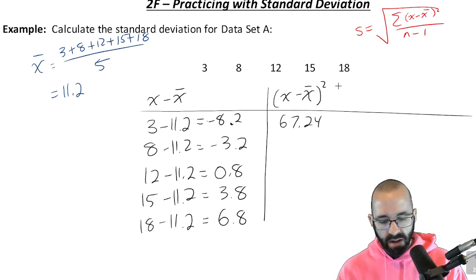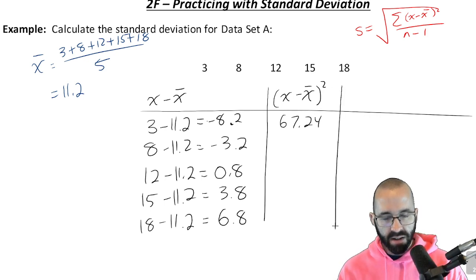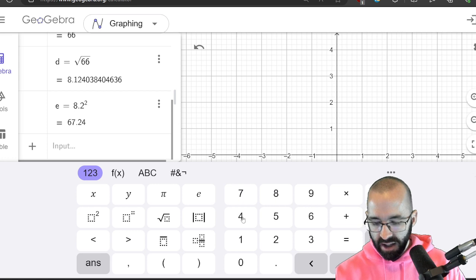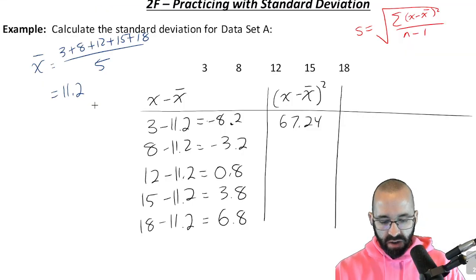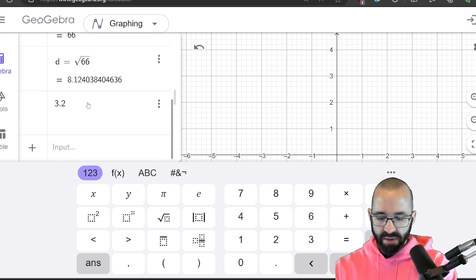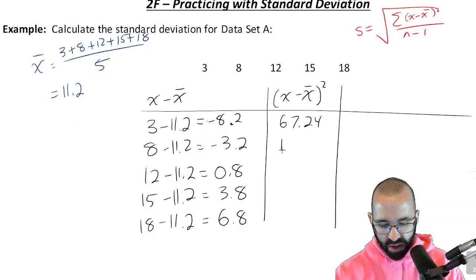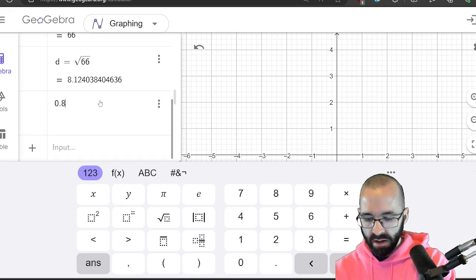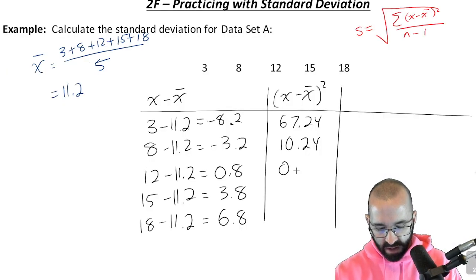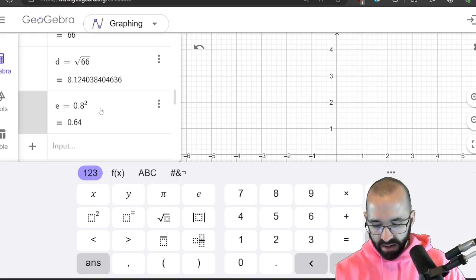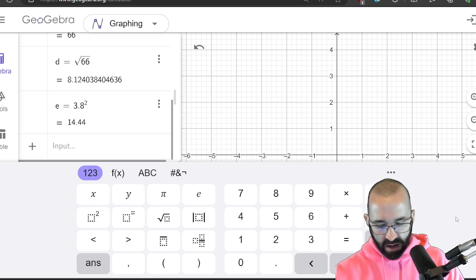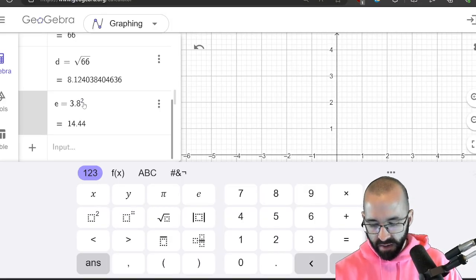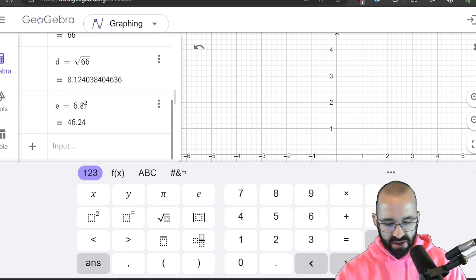Take a moment and try to square all of these and see what you get. Get some practice with your calculator because it's going to be pretty tricky. Okay, and see if you get the same answer as me. Pause the video if you need to. 3.2 squared is 10.24. 0.8 squared is 0.64. 3.8 squared is 14.44. And 6.8 squared is 46.24.